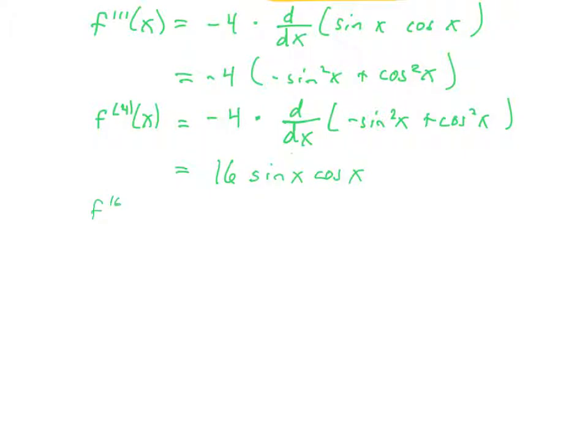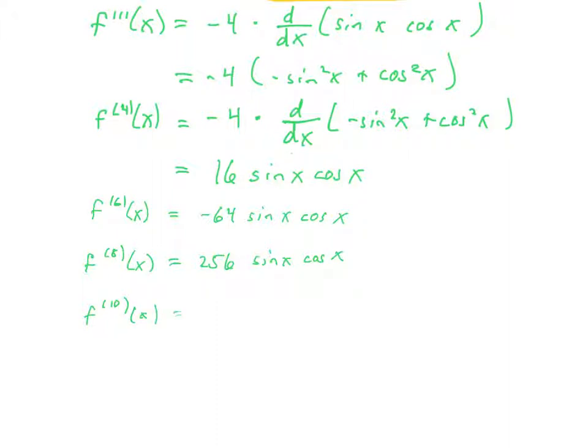So the 6th derivative of f with respect to x is going to be negative 64 sine x cosine x. And then the 8th derivative with respect to x of that function f would just be 256 sine x cosine x. And then go ahead and multiply that by negative 4, and you've got your 10th derivative of our function, or negative 1024 sine x cosine x.